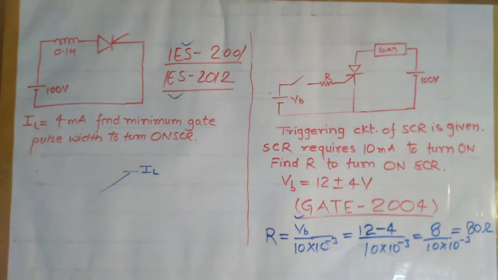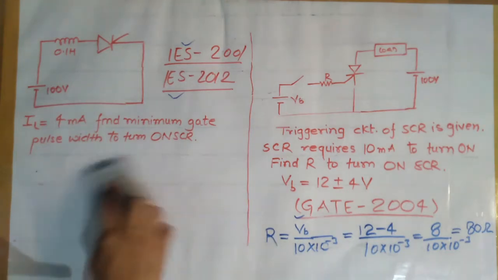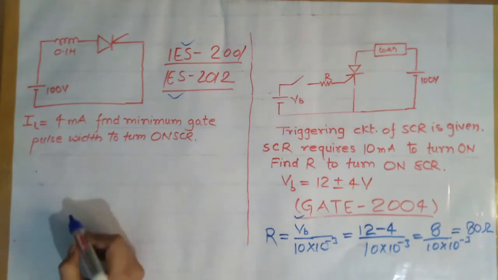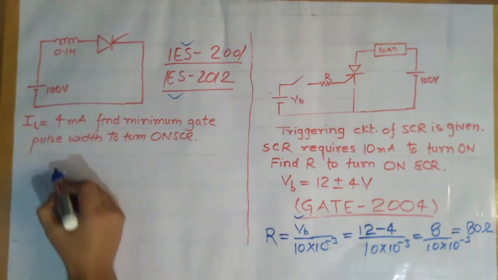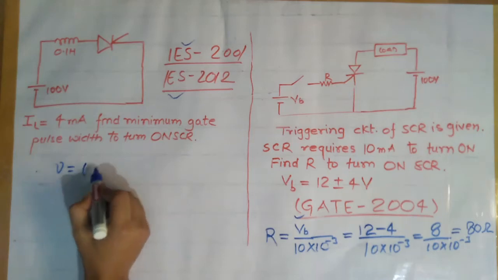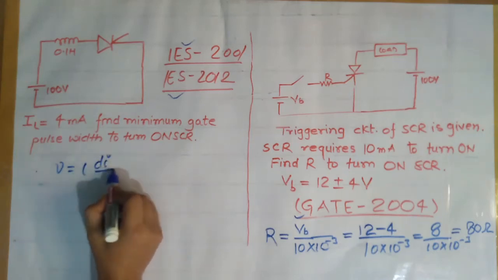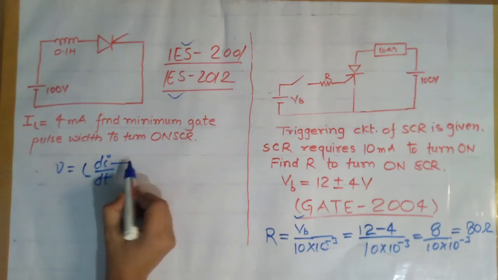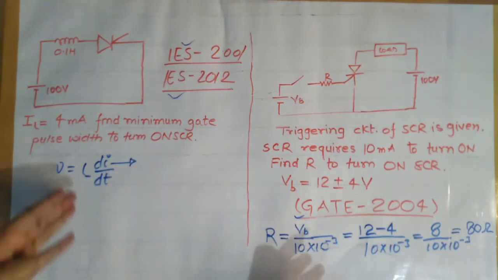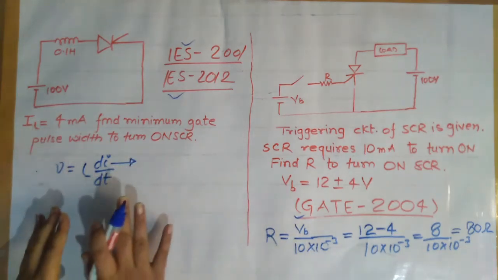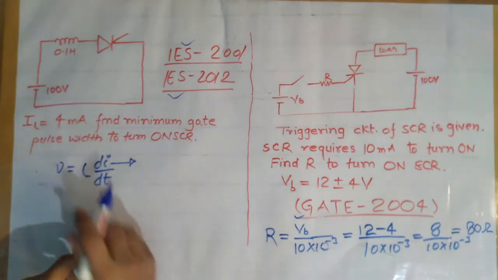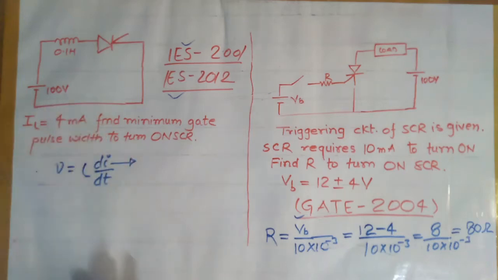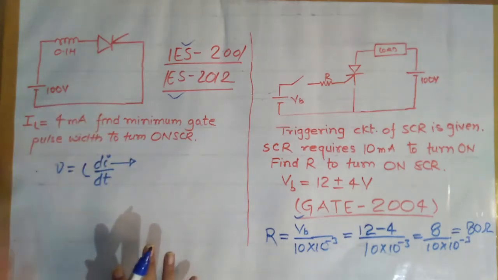So these are the concepts of SCR. After knowing this concept, now we can easily solve this. So what is the voltage across the inductor? V is equal to L di by dt. What is the significance of this di? We require that di must change from 0 to 4 milliampere, or we can say that the change in current must be equal to 4 milliampere, that is equal to the latching current.